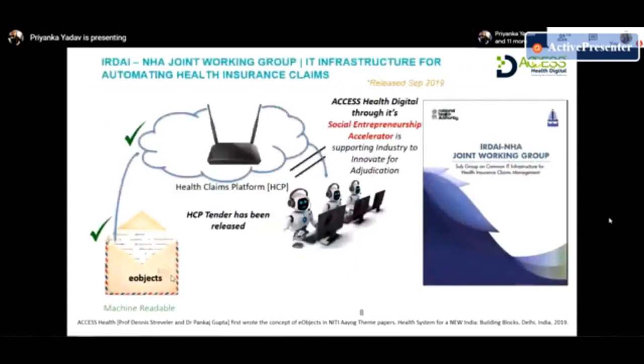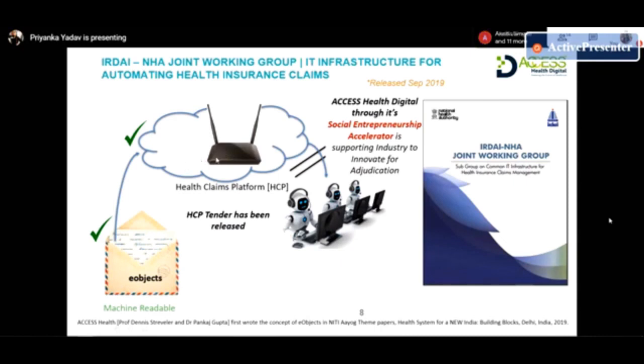So the health claim platform you guys are already aware about. This particular health claim platform basically acts as a router. These e-objects are, like I said, a packet of information or an envelope of information. The envelope has an address, who is sending it and who should receive it. That is the only information that is available for the claim platform or the router. So in simple terms, it will act as a postman.